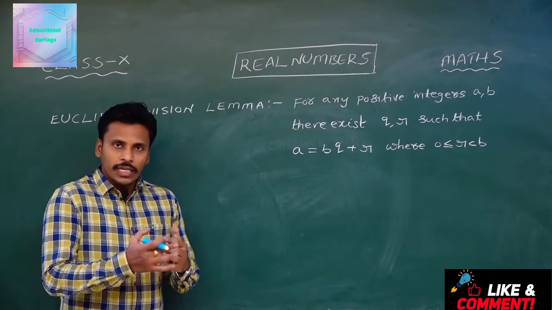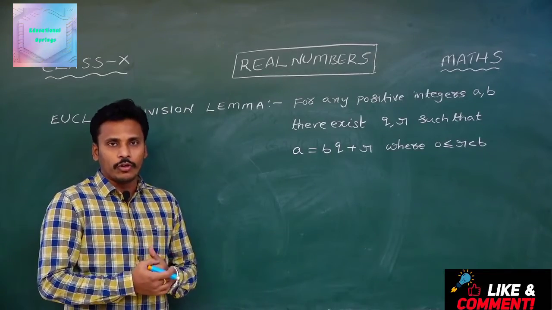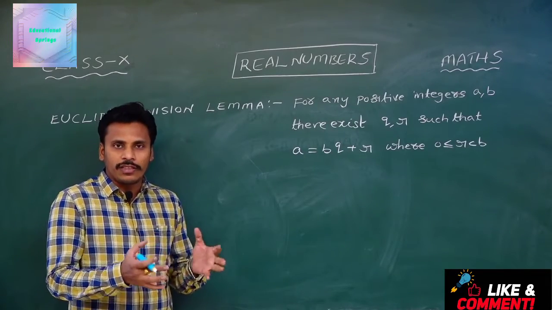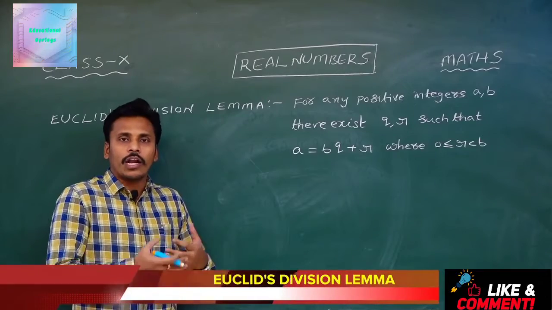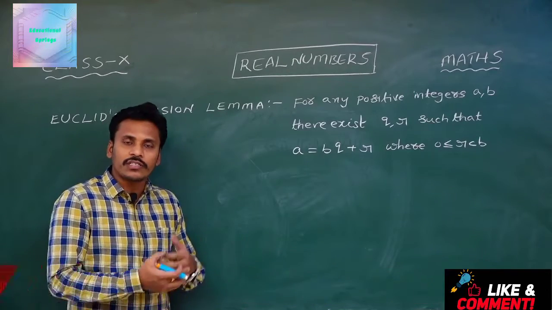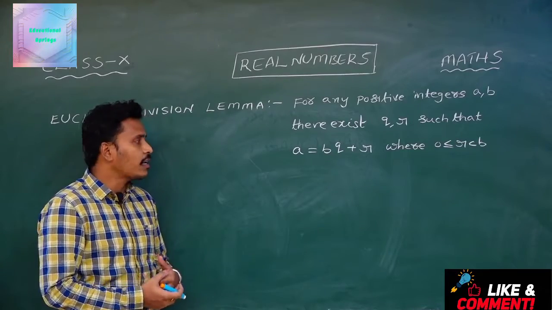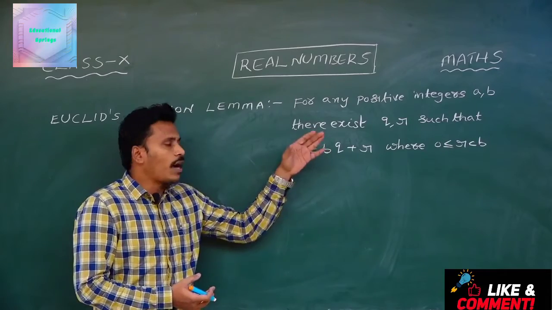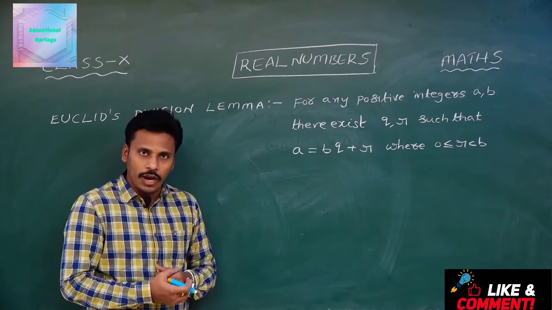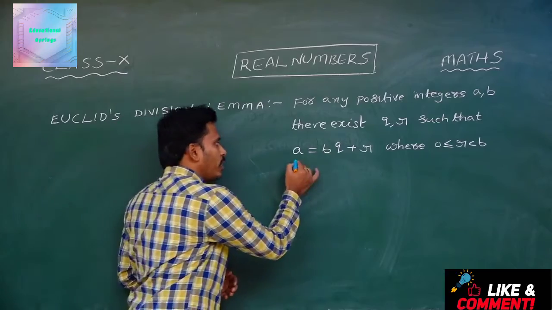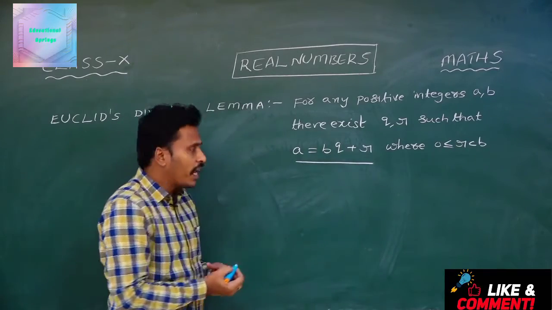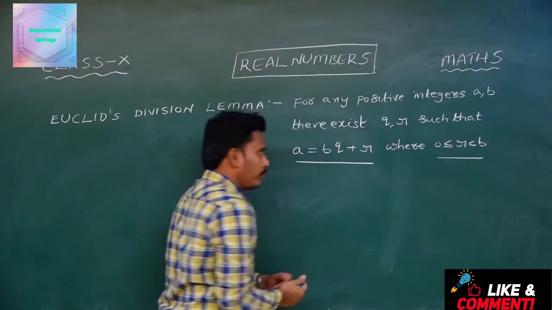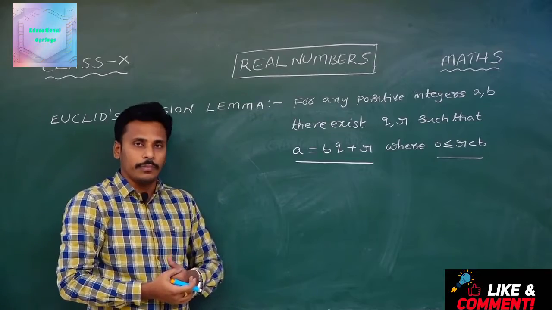Hello students, in the last mathematics class, we learnt about Euclid's division lemma, and that Euclid's division lemma is nothing but the restatement of our long division process. And as we discussed in the last class, it states that for any positive integers a, b, there exists a unique pair q, r such that a = bq + r. There are certain restrictions on r: 0 ≤ r < b, right?